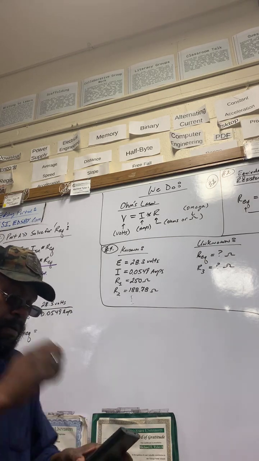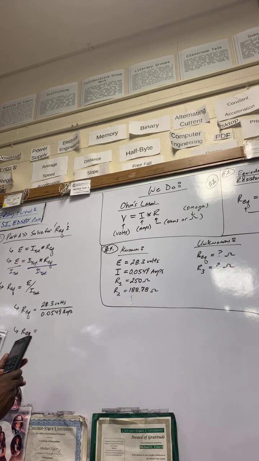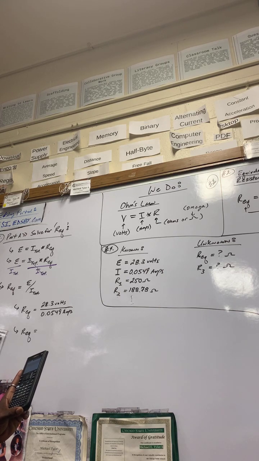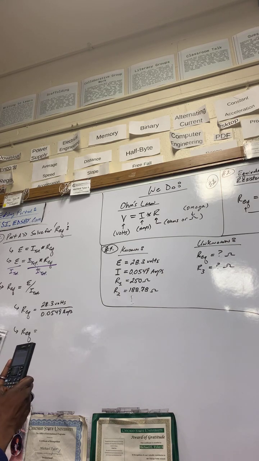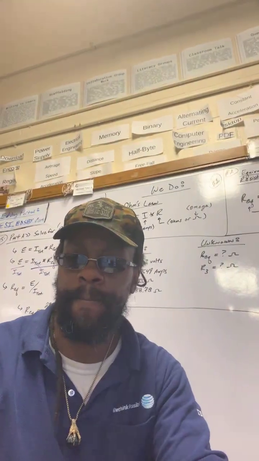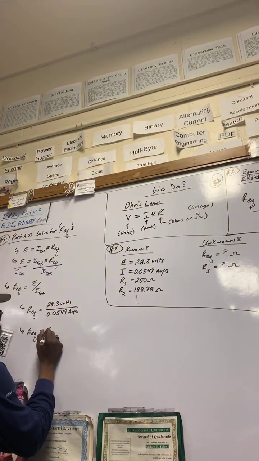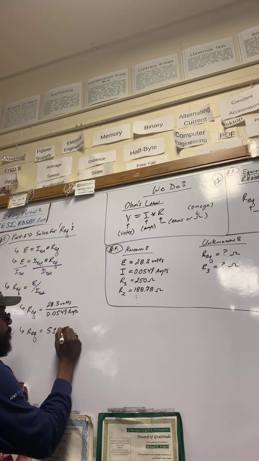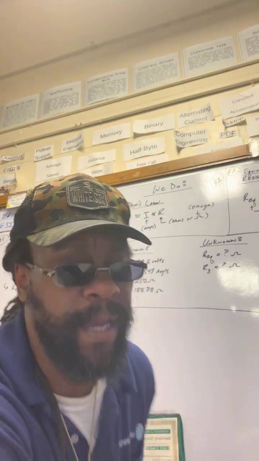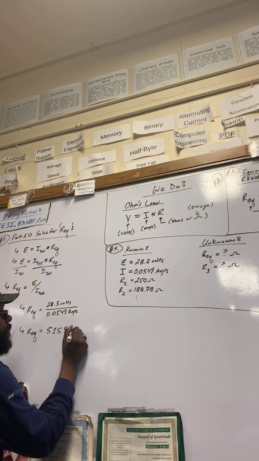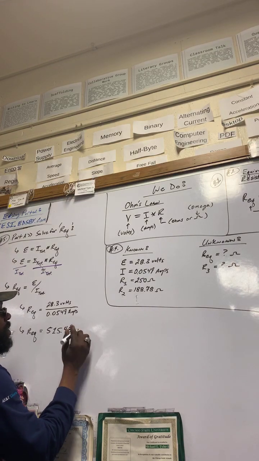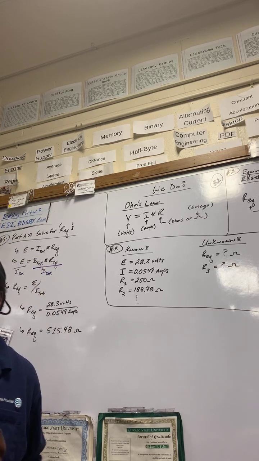Where's my calculator? Oh. So if I'm using this correctly, just use your fraction button. You can also do it in Google. If you need me to show you how to type it in, just let me know, or let one of the lab assistants know. So what is the top number? 28.3. Come down to 0.0549. I get a yield of 515.48. Okay. It's TOT for total, but it's subscripted like the other one.